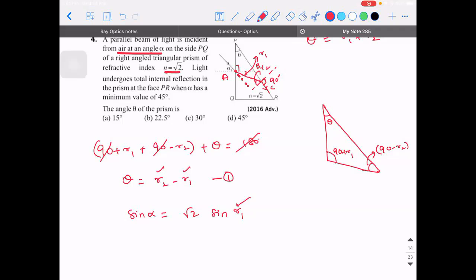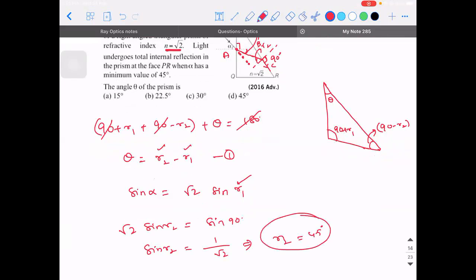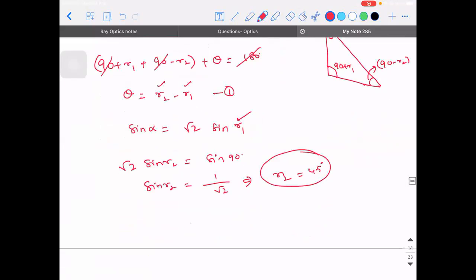Sir, we can find the critical angle, because they have given the critical angle, so we can use that. So root 2 times sin R2 is equal to sin 90, correct? So sin R2 is equal to sin 90, which is 1 divided by root 2. So R2 is 45 degrees. If R2 is 45, then theta will be 45 minus R1.